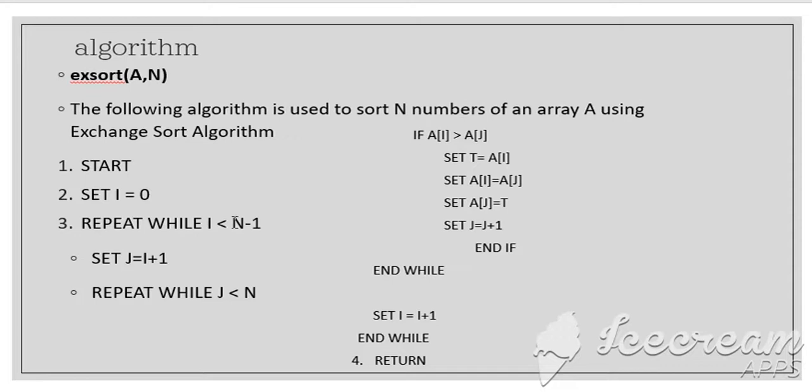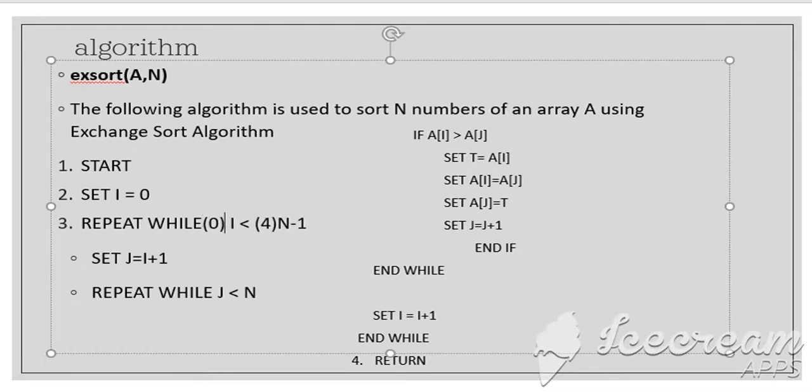So when the number of elements is 5, n minus 1 means what value here? It will be 4. So what is the value of I? 0. From 0 up to 4, the first element is compared with the rest of the elements. Then I becomes 1, then 2, and so on.